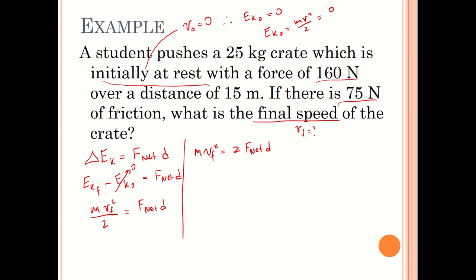And let me not skip steps here. So then we divide both sides by m. Times D. Divide this by m. All right. And the next step is to square root this. So let's take the square root of all of this.